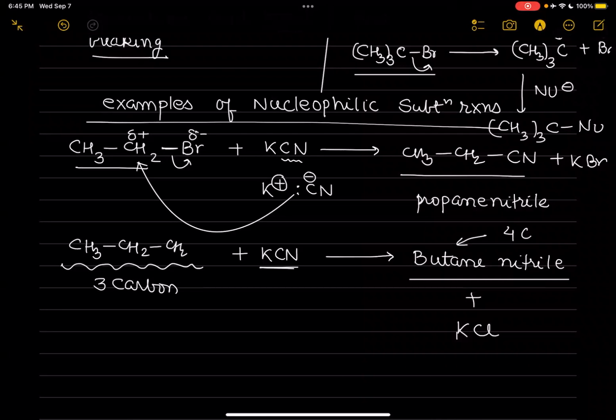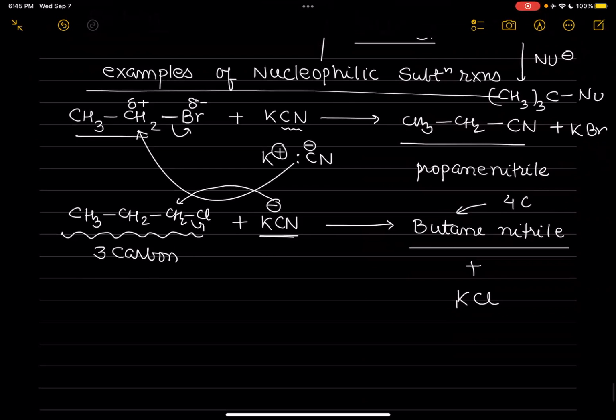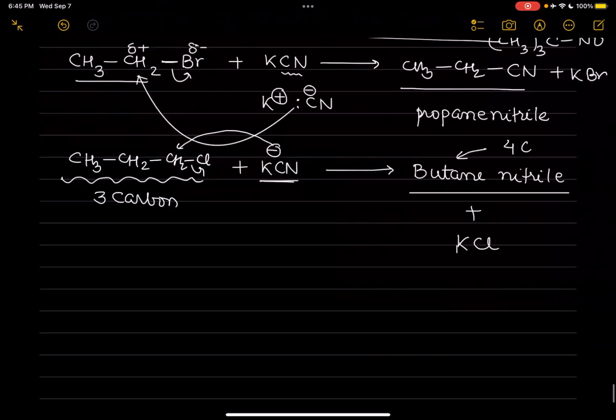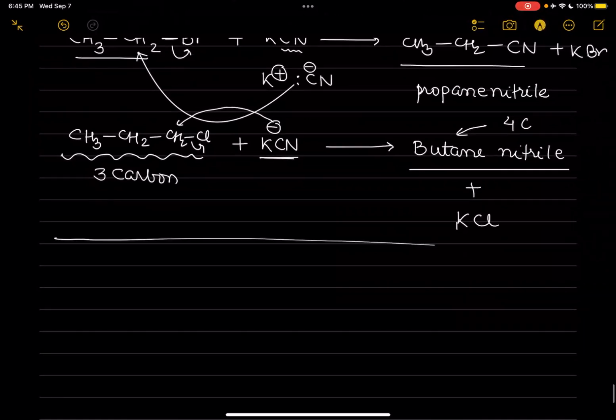CH3, CH2, Cl you need to take. The CN minus is going to come in and it is going to push out the Cl minus. So you will have CH3, CH2, CH2 and CN, and this is known as a step up reaction. Okay, means the number of carbon atoms are increasing.